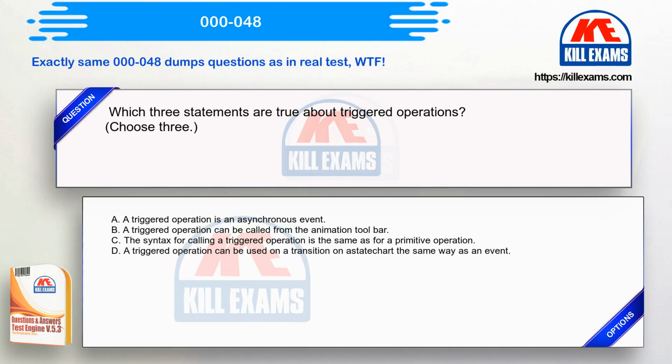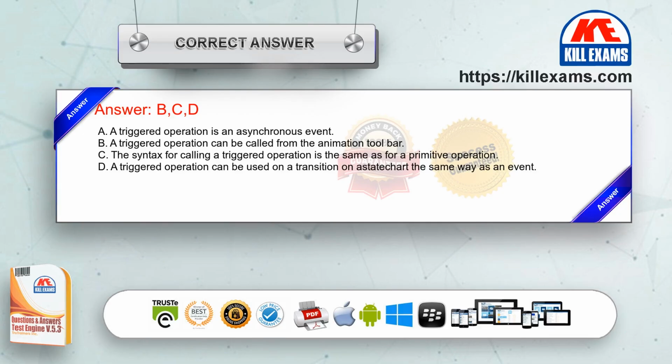Which three statements are true about triggered operations? Choose 3. Option A. A triggered operation is an asynchronous event. Option B. A triggered operation can be called from the animation toolbar. Option C. The syntax for calling a triggered operation is the same as for a primitive operation. Option D. A triggered operation can be used on a transition on a state chart the same way as an event. The correct answer is option B, C, D.